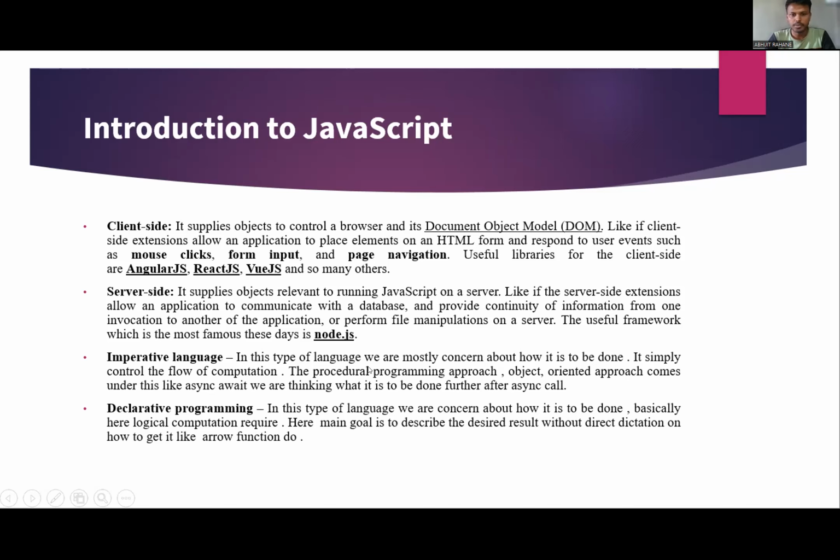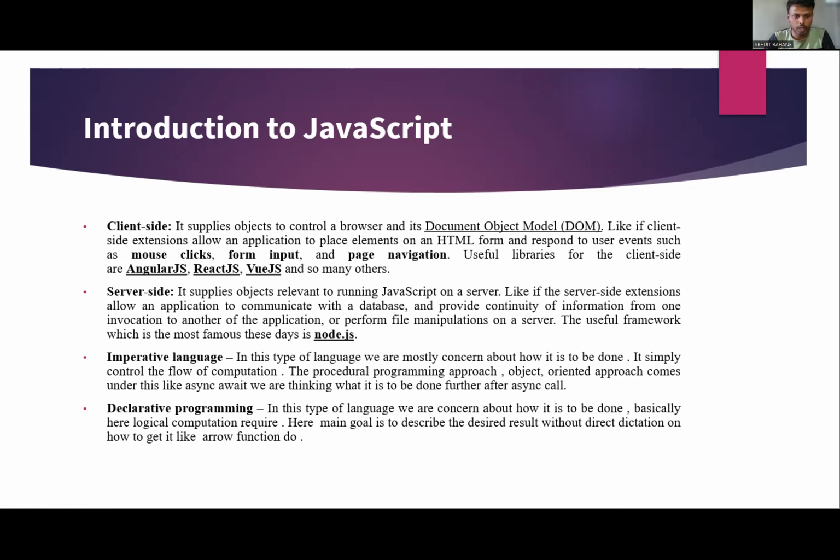In this type of language, we are mostly concerned with how it is done. It's simply a control flow of computation. The procedural programming approach and the object-oriented approach come under this, like async await. This is the most useful function in JavaScript.